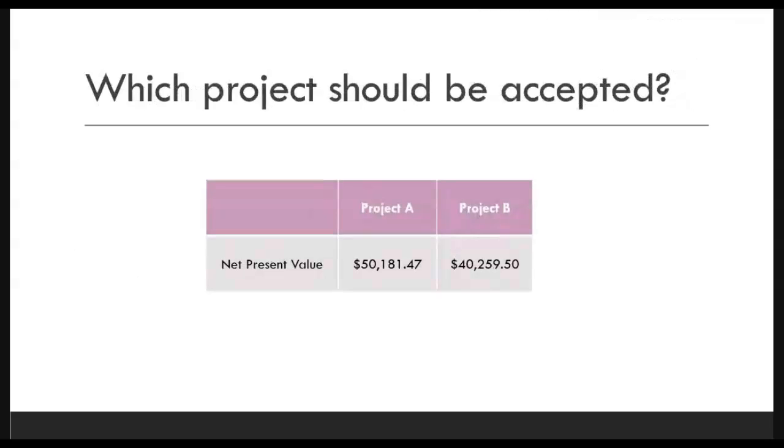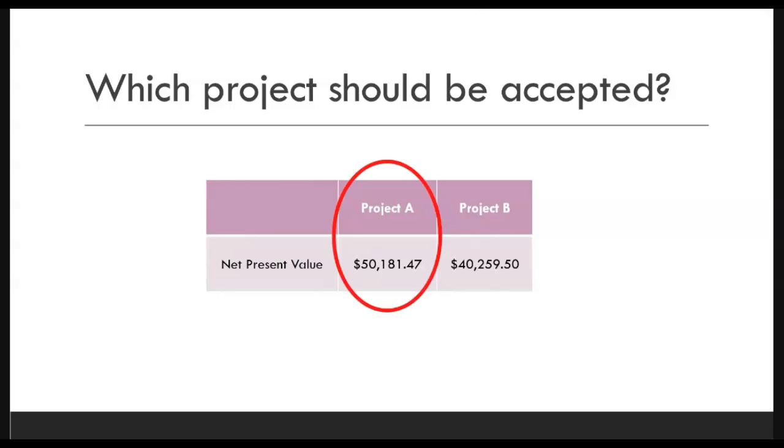So now we need to figure out which project is going to be accepted here. Both projects have a positive net present value. That's good. That means that both are somewhat acceptable. But there's definitely one that's better than the other. So we want our net present value to be as big as possible. So we're going to go with project A.